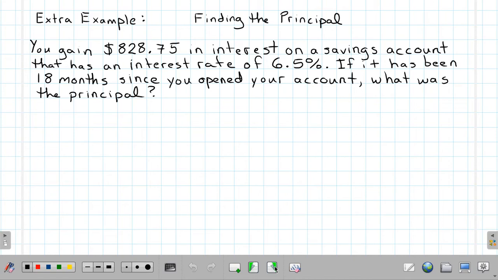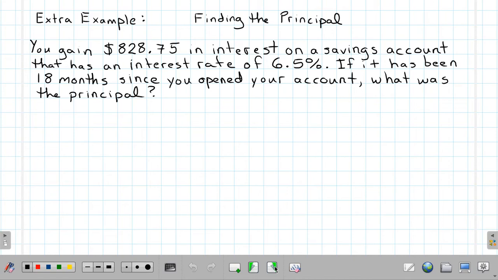You gain $828.75 in interest on a savings account, okay? And it says that savings account has an interest rate of 6.5%. If it has been 18 months since you opened your account, what was the principal?